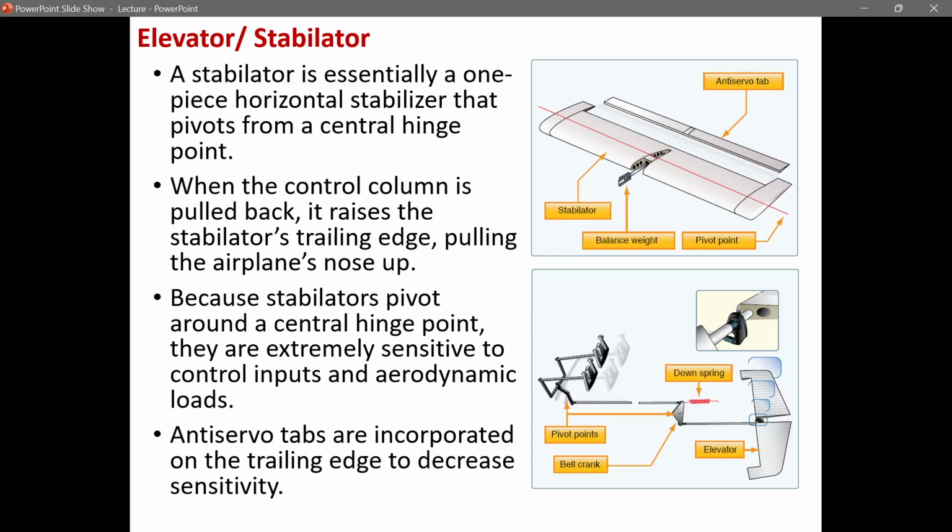The thing is, this stabilizer is pretty sensitive, so we are going to incorporate something called an Anti-Servo Tab to decrease the sensitivity of the stabilizer, the elevator, to your command. If it's too sensitive, with a very small movement of your controls, you're going to have a very high pitch up, pitch down mechanism happening, which is not necessarily ideal.